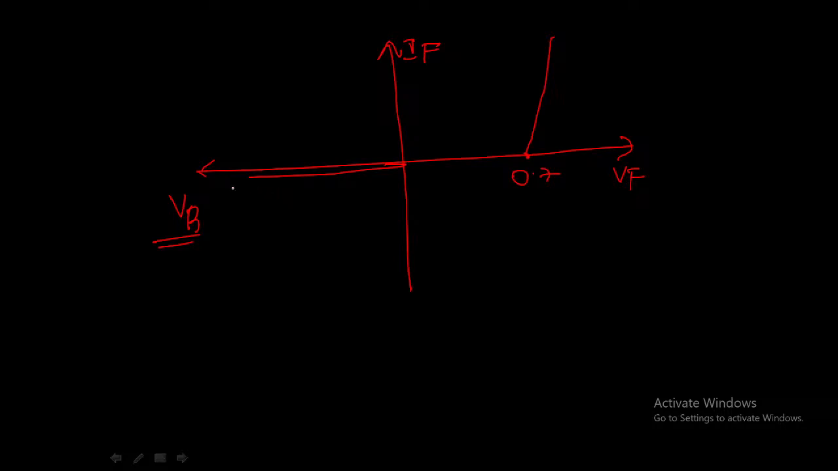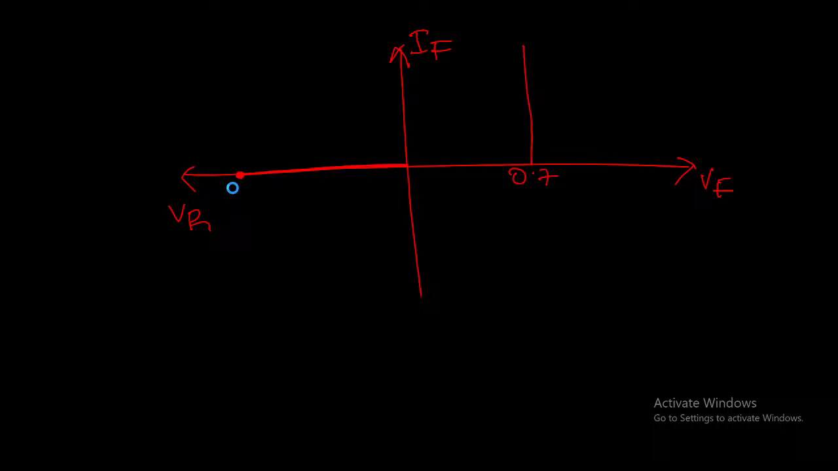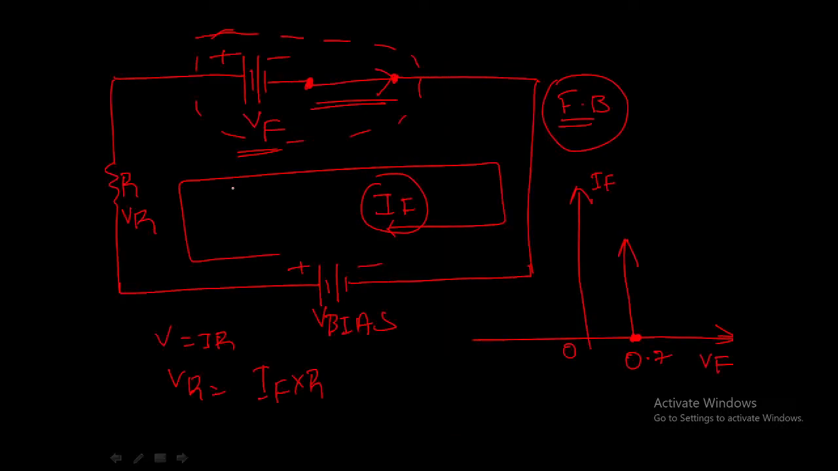So that's all for this session. We have completed all three diode models: the ideal diode model, the practical diode model, and the complete diode model. In the ideal diode model, we just replace our diode with a switch. If it is in forward bias, it is a simple closed switch, and if it is in reverse bias, it is an open switch.